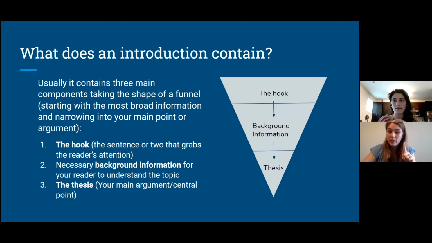So the first component is the hook. This is the sentence or two that really grabs the reader's attention, hooks them into your writing. The second component is any of the necessary background information that your reader might need in order to understand your topic. You can't just kind of jump right into your argument. You have to provide some of that context for them. And the third component is the thesis. And this is that main or central argument that you're trying to make, the point of the whole paper. And so it starts broad and ends with the most specific.